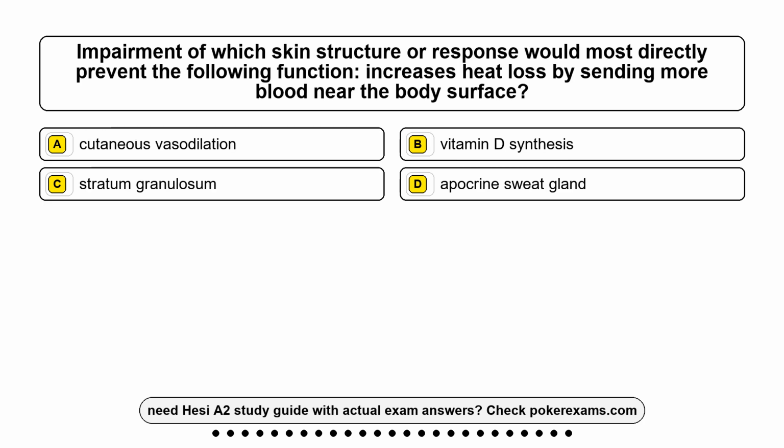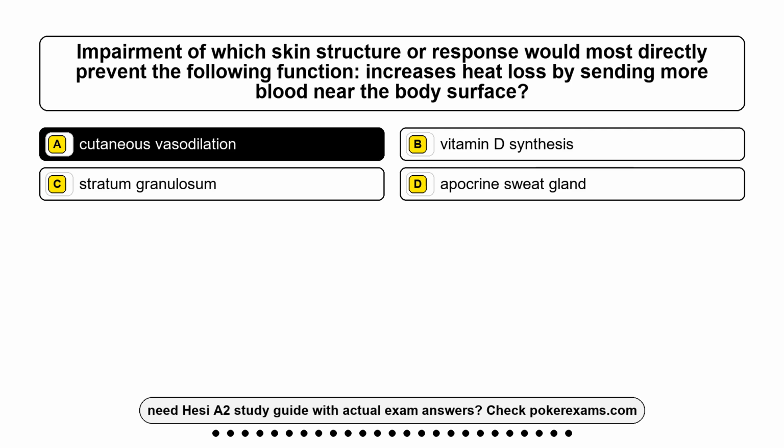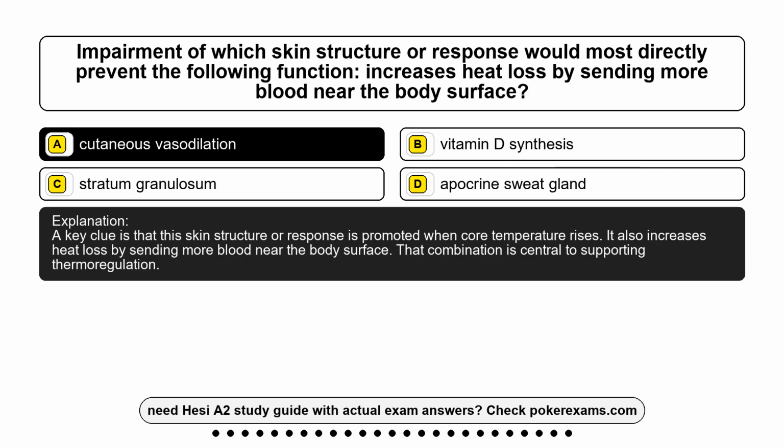Question 12. Impairment of which skin structure or response would most directly prevent the following function? Increases heat loss by sending more blood near the body surface. Option A, cutaneous vasodilation. Option B, vitamin D synthesis. Option C, stratum granulosum. Option D, the apocrine sweat gland. The correct answer is option A, cutaneous vasodilation. A key clue is that this skin structure or response is promoted when core temperature rises. It also increases heat loss by sending more blood near the body surface. That combination is central to supporting thermoregulation.